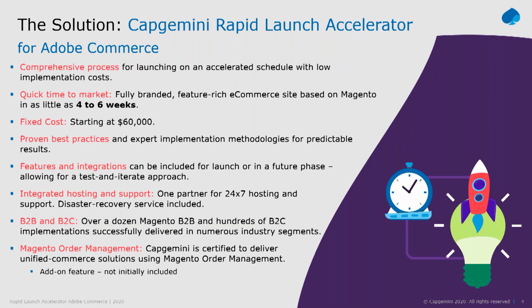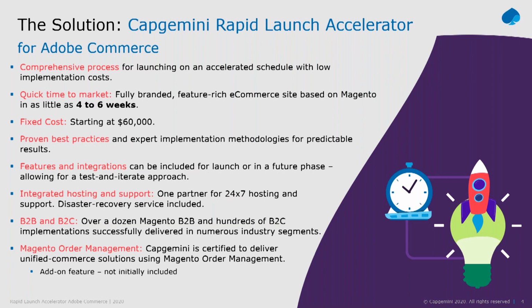The nice thing also about Adobe Commerce and Magento is that it's B2B and B2C. So you can have that in one platform. It's not like you have to implement 2 different platforms. We've done dozens of B2B sites, hundreds of B2C sites, because B2C has been around a little bit longer, but really, we've got a ton of success. We'll talk a little bit about that in numerous industries.